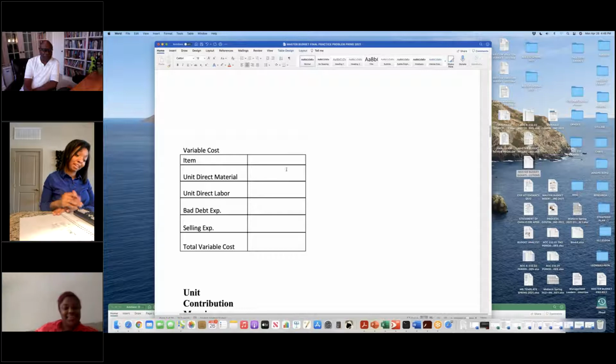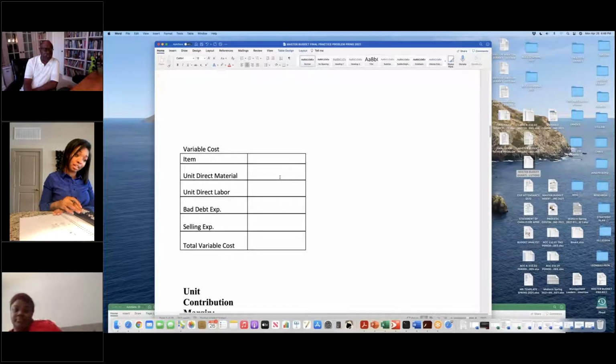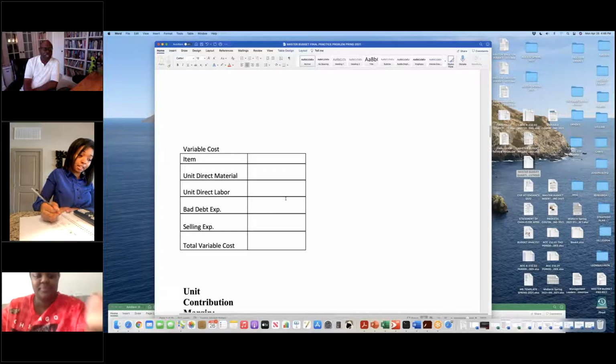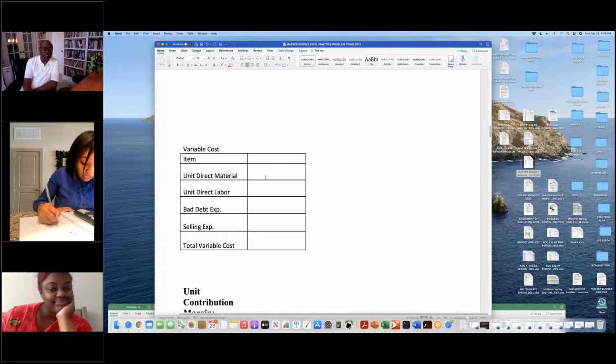All right. Now you've got your variable costs. But then can you calculate your unit variable costs? What is the unit direct material, labor, bad debt, selling expenses?